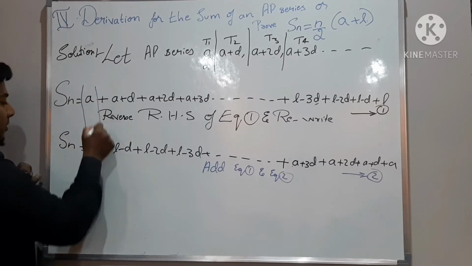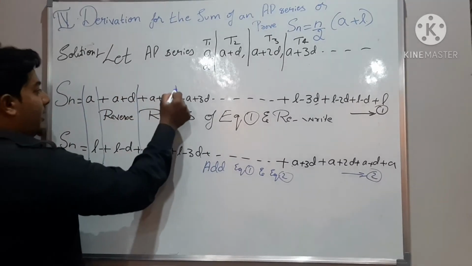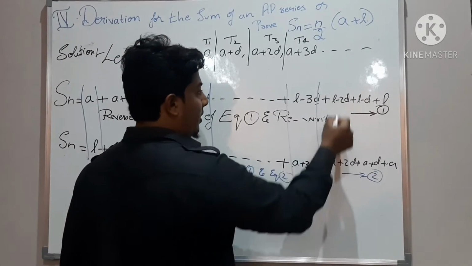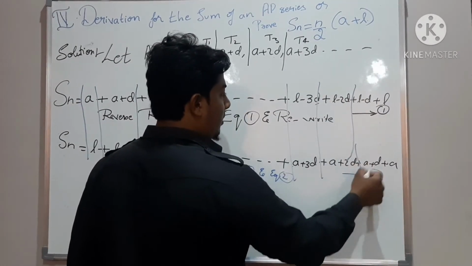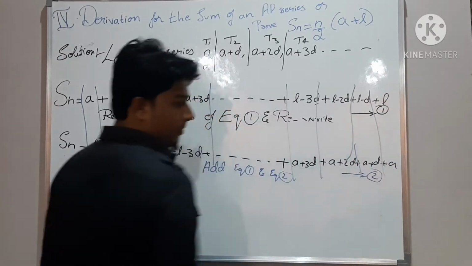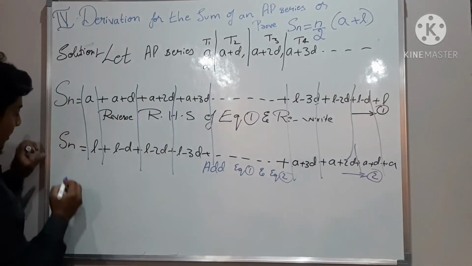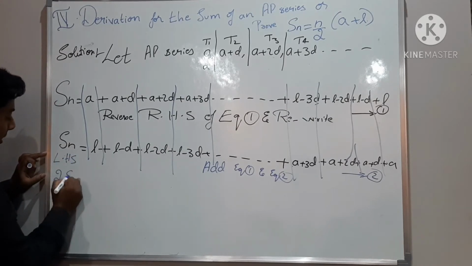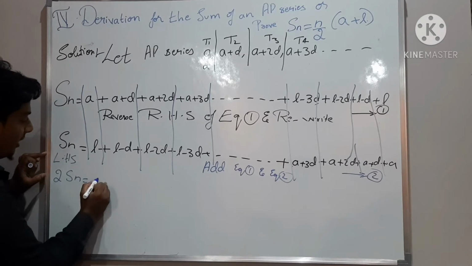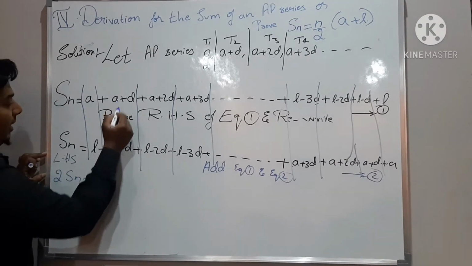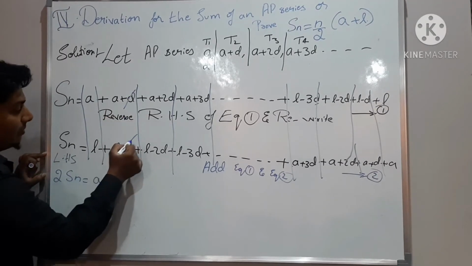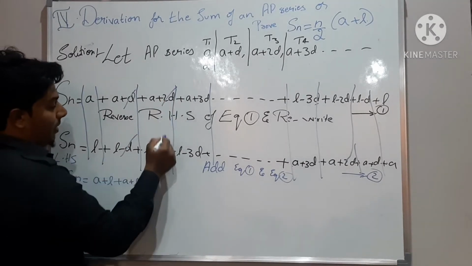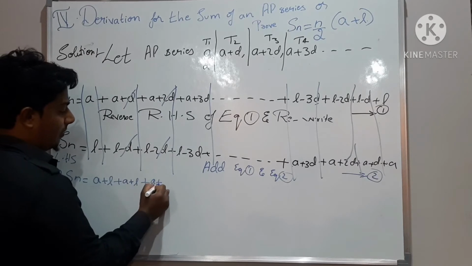Add these two terms, add these two terms, and so on, and add the last two terms. We get A plus L. Sn plus Sn, the LHS is 2Sn. On the right hand side, A plus L. Then A plus L minus D plus D, D and D cancel. We get A plus L. Minus 2D and plus 2D cancel. We get A plus L.